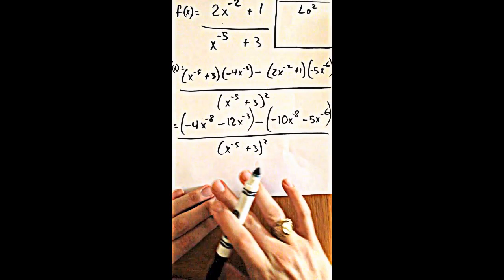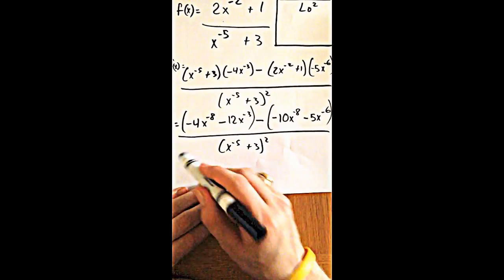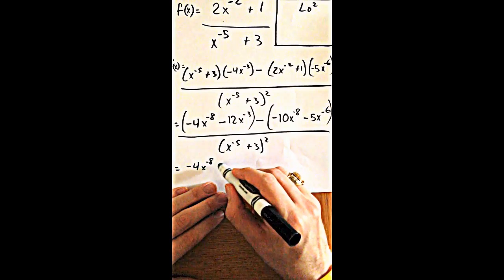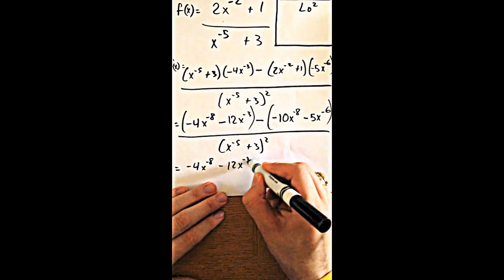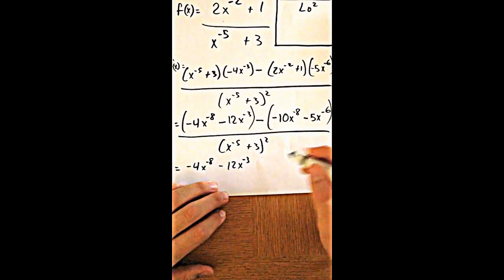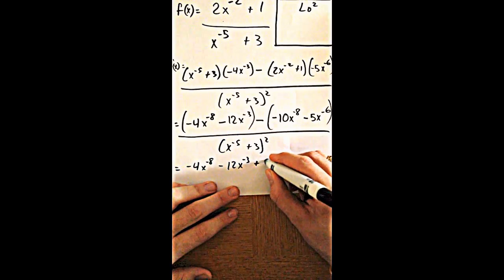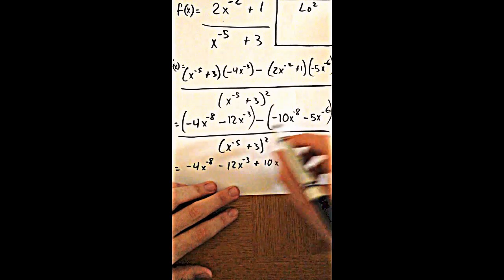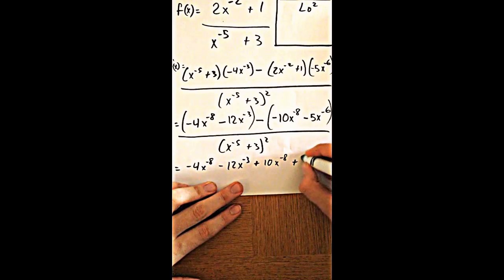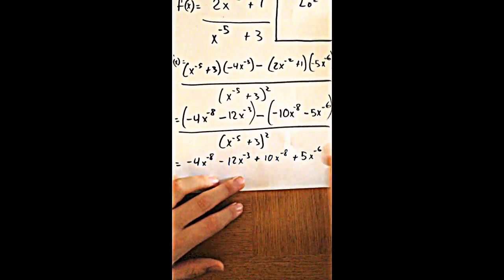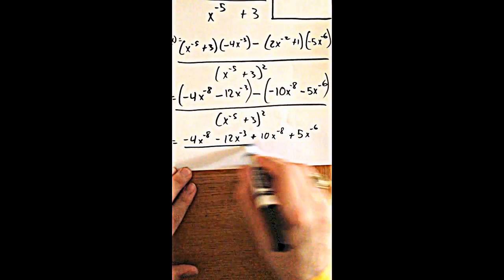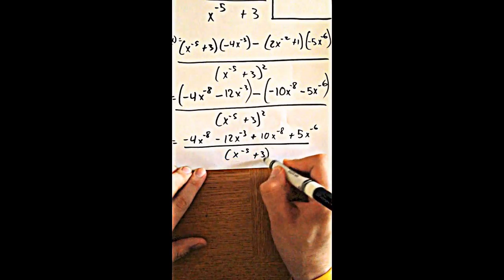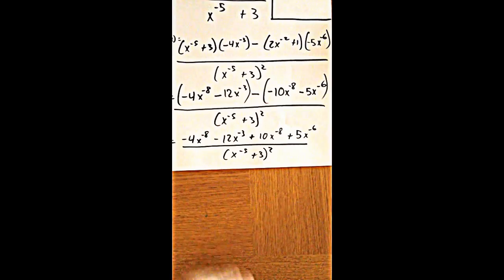Okay, so we could simplify this out. We'll have negative 4x to the negative 8th minus 12x to the negative 3. Okay, we have minus a negative, which turns into a plus 10x to the negative 8th. Minus minus becomes plus 5x to the negative 6th. And all of that is going to be, again, divided by x to the negative 5th plus 3 squared.